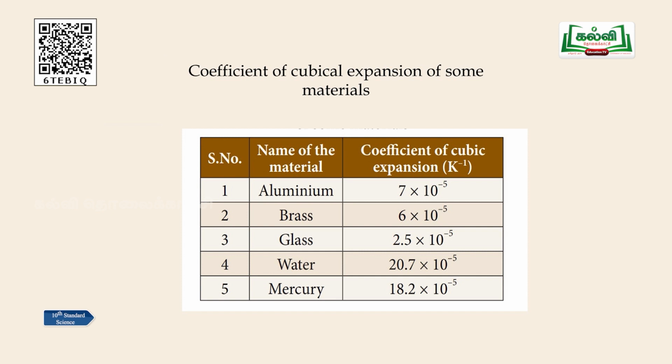They have given the elements as metals, starting with aluminium. It has a coefficient of cubical expansion of 7 into 10 power minus 5 Kelvin inverse. Next, there is brass. Brass has 6 into 10 power minus 5 Kelvin inverse. Next, we have glass, which has 2.5 into 10 power minus 5 Kelvin inverse. Next is water, which is 20.7 into 10 power minus 5 Kelvin inverse, and the last one is mercury, which has a cubical expansion of 18.2 into 10 power minus 5 Kelvin inverse.